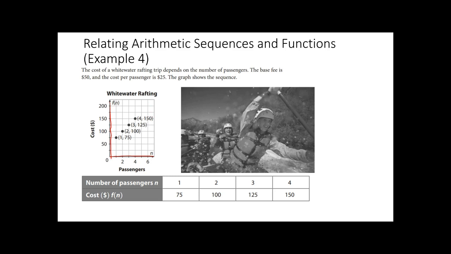Now, if you notice, they do plot. If we had one person, okay, it would cost 75 bucks. If it costs two people, it costs 100 bucks. And you can see them plot this from the sequence. Three people cost 125, four people 150. So this is an arithmetic sequence. If you notice, what is our common difference? 25. We keep going up by a common difference of $25. So notice how this is a function, yeah, but it's also a sequence. There's a pattern that we can predict.